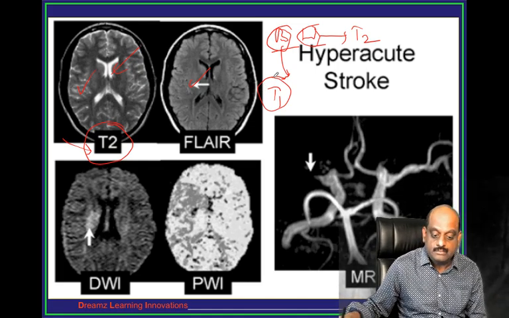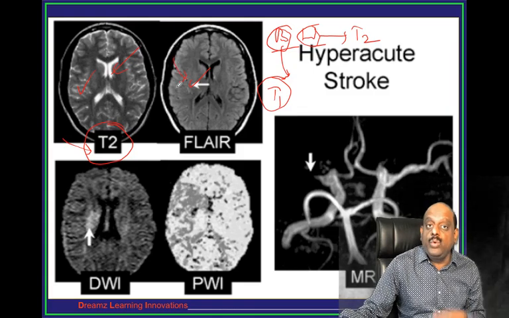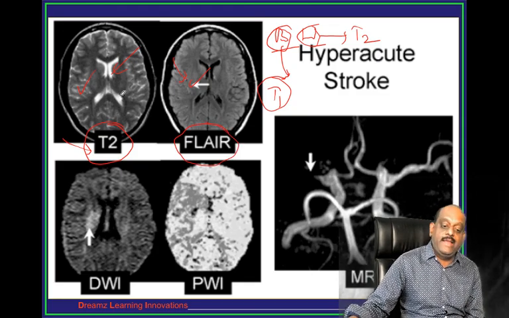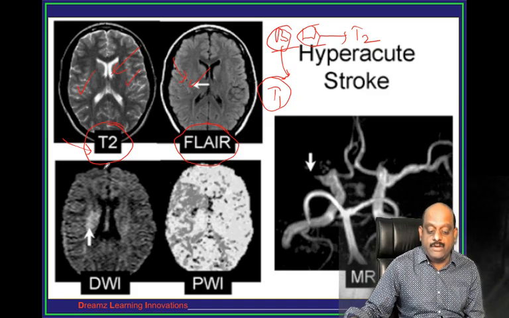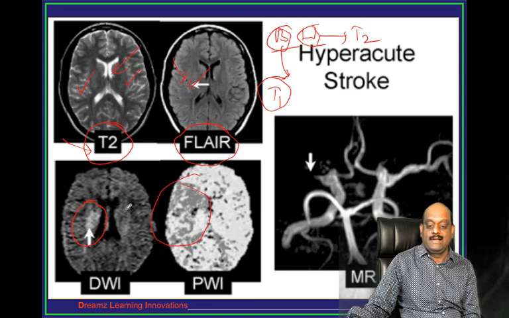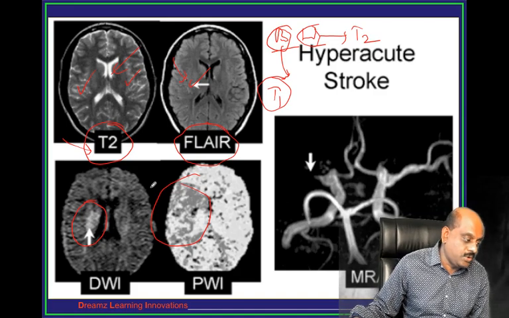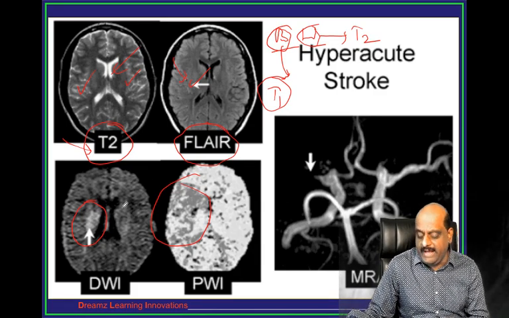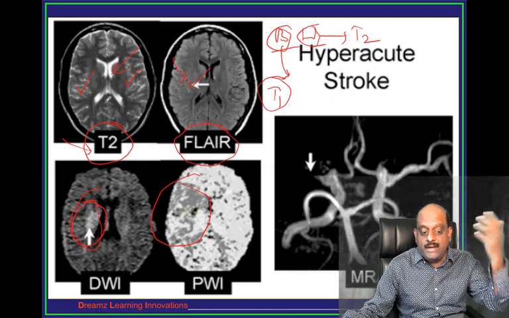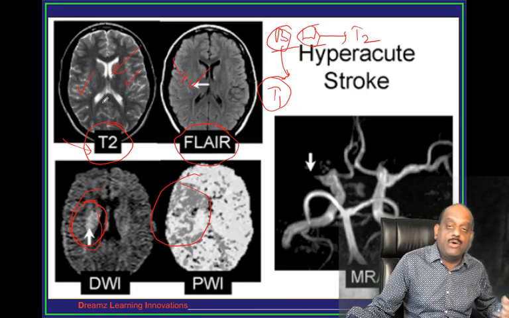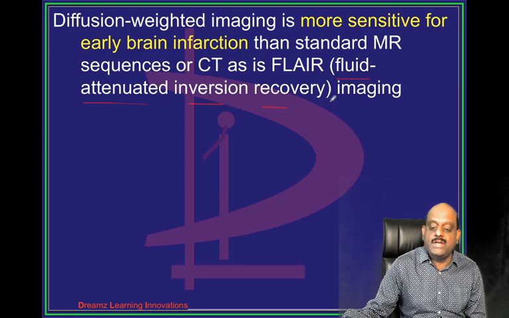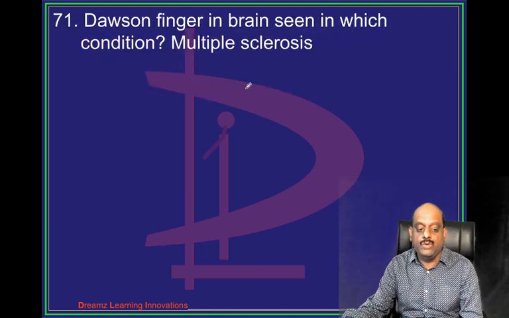Now doc, this is called a fluid attenuation image, FLAIR image, which can detect even something that you may miss on the regular T1, T2. And this is called diffusion weighted image. This is called perfusion weighted image. So typically in case of the hyperacute stroke in a very early stage, it is the diffusion weighted image which can detect it, even though the other forms of MRI cannot. So fluid attenuation inversion recovery imaging is FLAIR imaging, as all of you know very well.